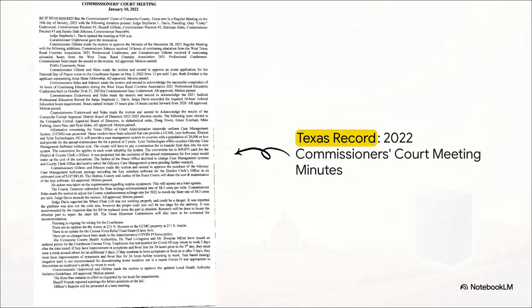Just to give you an idea of what you can actually pull from the Texas system, here's a real-world example. These are the actual 2022 Commissioner's Court meeting minutes, where they discussed adopting that Tyler Odyssey software. It's pretty fascinating to see the administrative history right there in black and white. When you know where to look, this is the exact level of detail you can access.